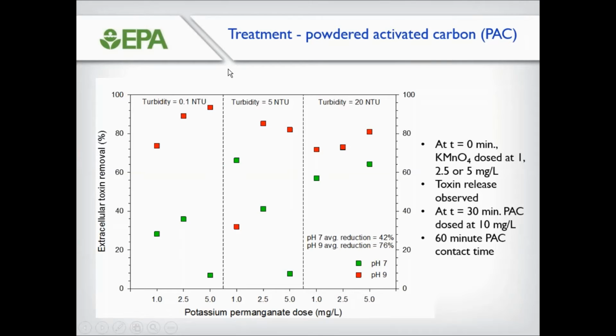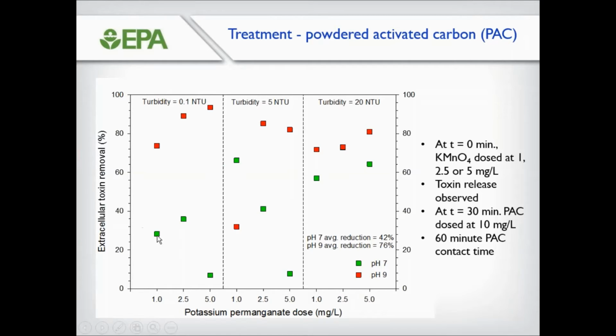And what we did here is that we ran some in-house trials, and we looked at the impact of powdered activated carbon or PAC addition once toxins have been released in the solution during permanganate addition. And that's summarized on the slide. We looked at 3 different turbidities, 0.1, 5, and 20 NTU. We looked at 2 different pHs, pH 7 and pH 9. And what we're looking at on the left-hand y-axis is the degree of toxin removal once powdered activated carbon is added. The powdered activated carbon dose was 10 milligrams per liter.